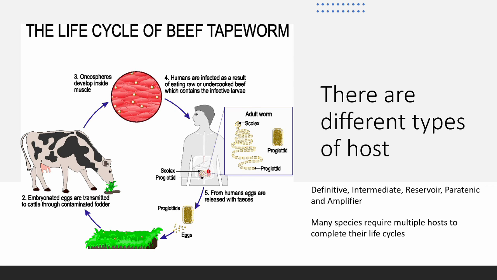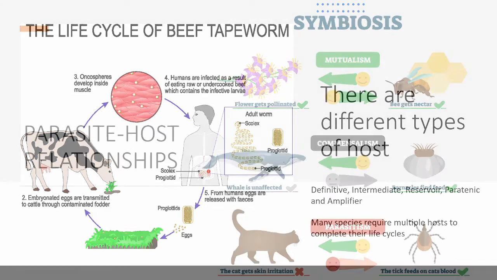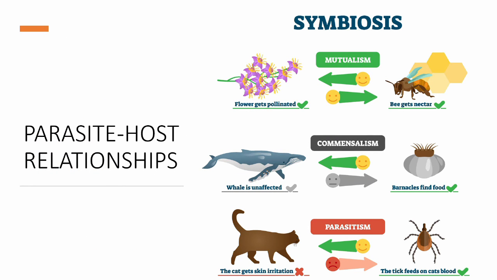Parasite-host relationships come in a variety of forms. Symbiosis, or mutualism, is where the host-parasite association is beneficial to both. Commensalism is the association in which the parasite draws benefits from its host without causing any harm or benefit. And parasitism is where the parasite draws benefits from the host, but also causes damage.